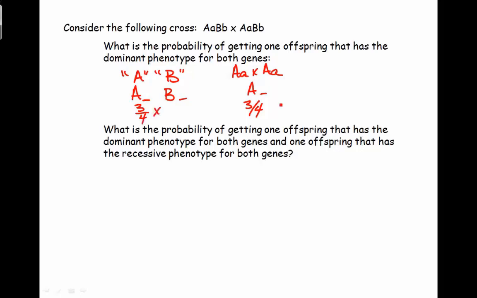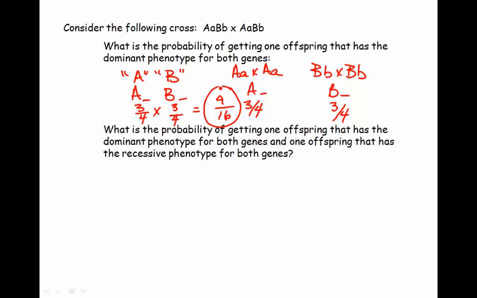And then for the B's, we would do the same thing. And we want it to be like this. And when you draw that Punnett square, which I'll let you do on your own, you also get 3/4. So we've got 3/4 for our B's. If we multiply across the top and across the bottom, we're going to get 9/16. Okay, so that's the probability for that one. That if we do that cross, the probability of getting one offspring that has the big A and the big B look is going to be 9/16.